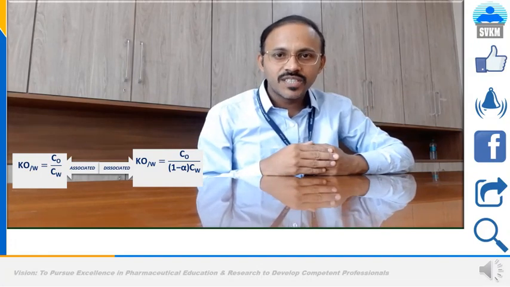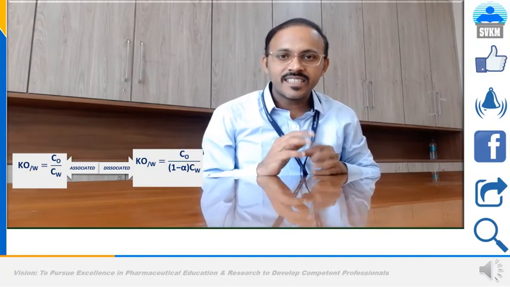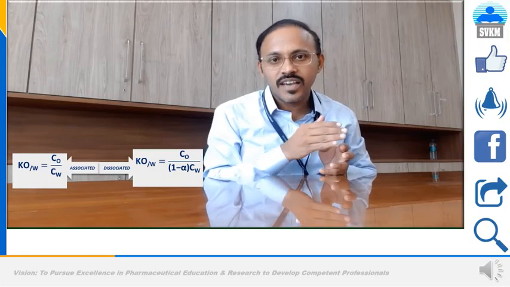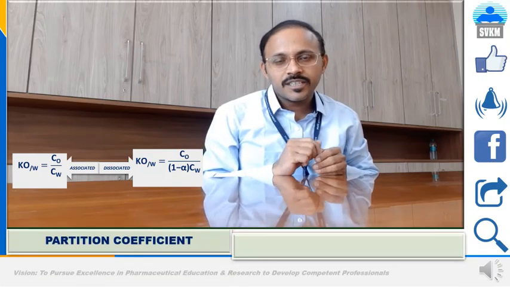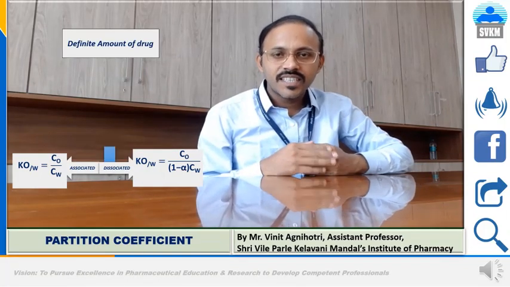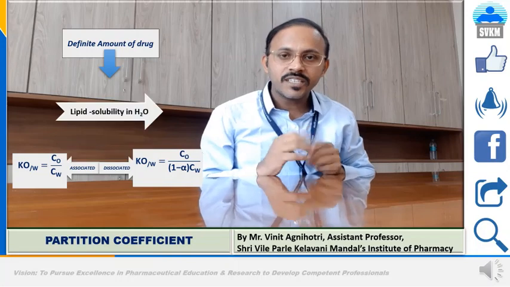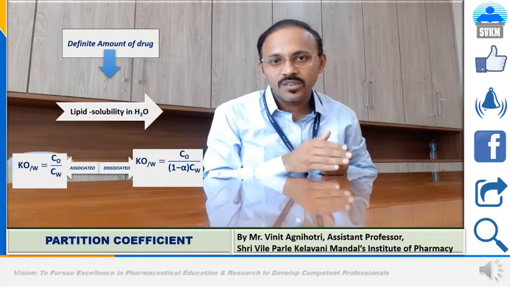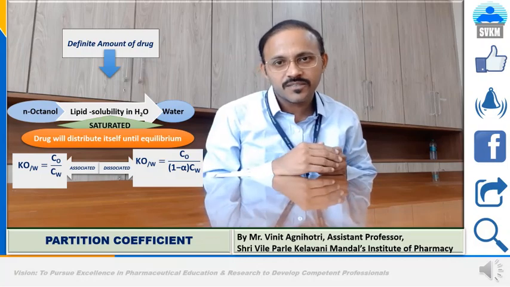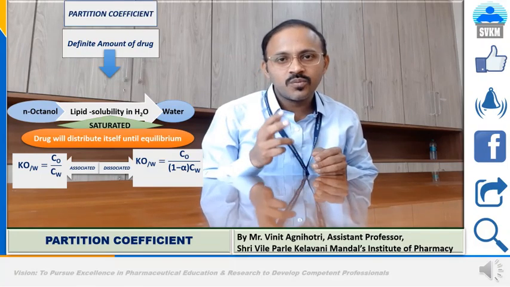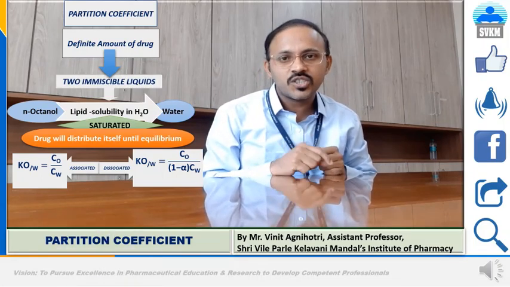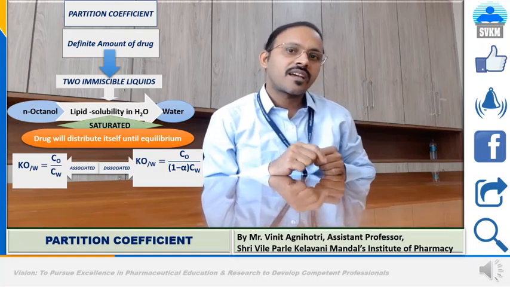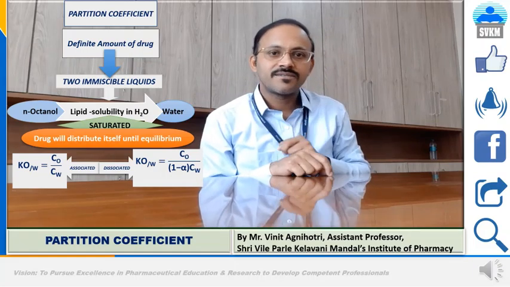The N-octanol water partition coefficient can be calculated by adding a definite amount of the drug into the N-octanol and water mixture, that is, a mixture of two immiscible solvents. The drug will distribute itself into both solvents. After distribution and saturation, you can easily calculate the partition coefficient as per the Nernst distribution law with the formula given here.